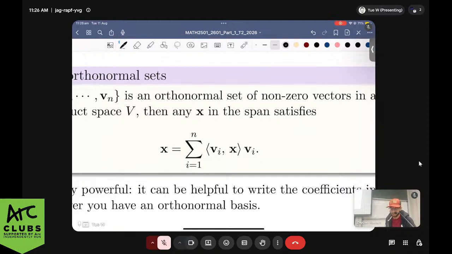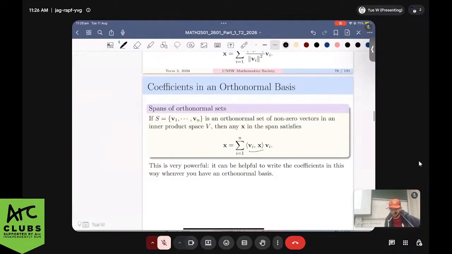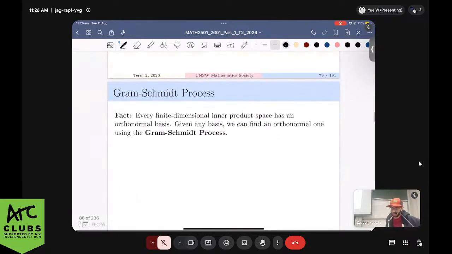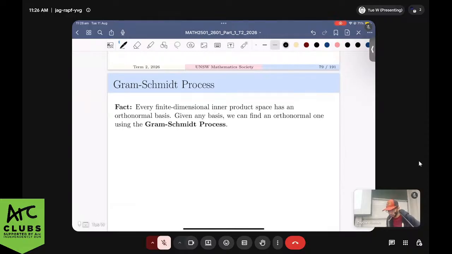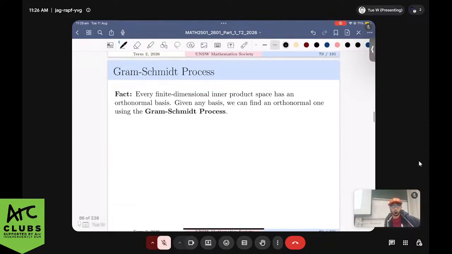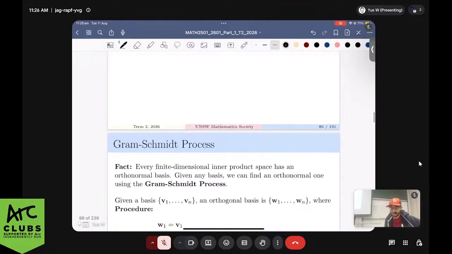Yeah, so this is kind of useful. Whenever you have an orthonormal basis, you can write the scalars of x in terms of inner products. So this is kind of useful. Okay, Gram-Schmidt. Every finite dimensional inner product space has an orthonormal basis. This is what Gram-Schmidt is.